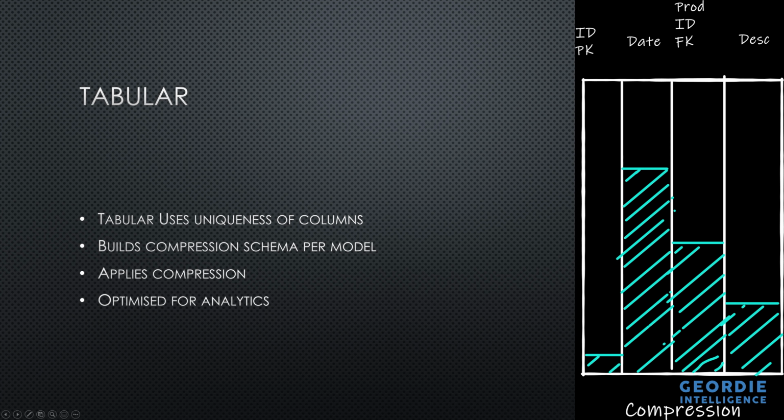So we've got a compression schema here that will then allow tabular to compress that table and store it most efficiently, knowing that we're going to just want to do something with a column, like summer sales from this date. It's optimized for analytics because of that, and it can apply compression, which means you can store more in RAM, which means you can do more.